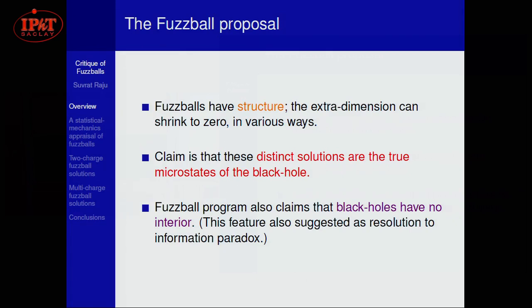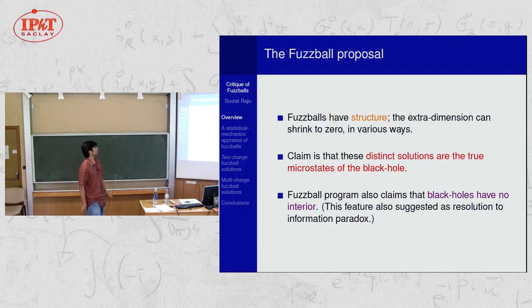Now, of course, I had some cartoon about how this extra dimension pinches off, but really the extra dimension can shrink to 0 in many different ways. And so fuzzballs have structure. There isn't one fuzzball solution. There's one black hole solution, or some finite, small number of black hole solutions, but fuzzballs can come in many shapes and sizes. What I understand by the fuzzball program is that if you look at these distinct solutions, then these distinct solutions are the true microstates of the black hole. Okay, that's statement number one that I understand.